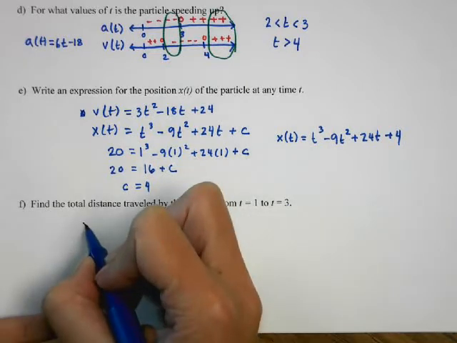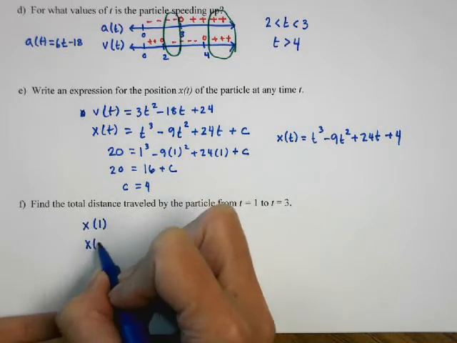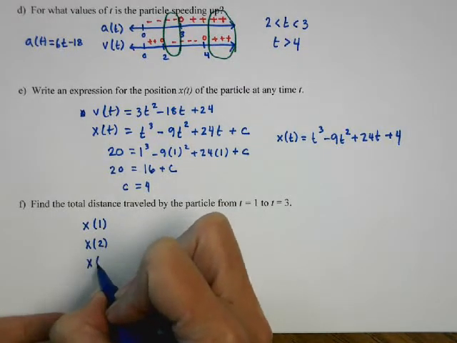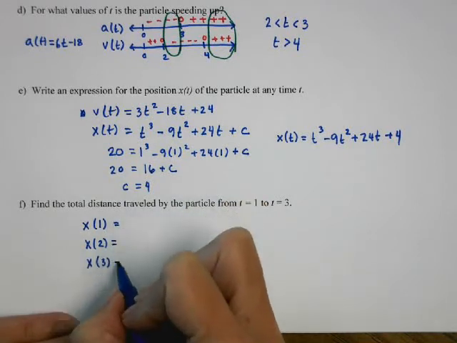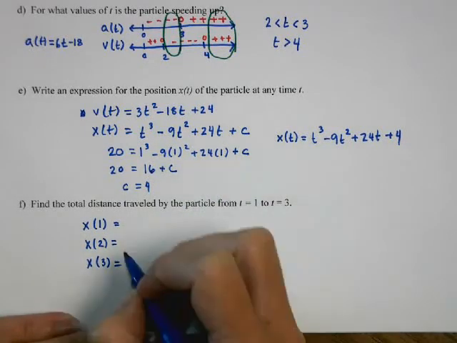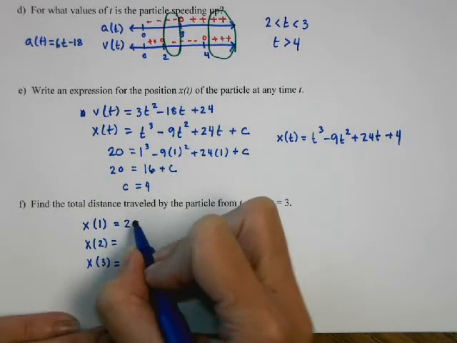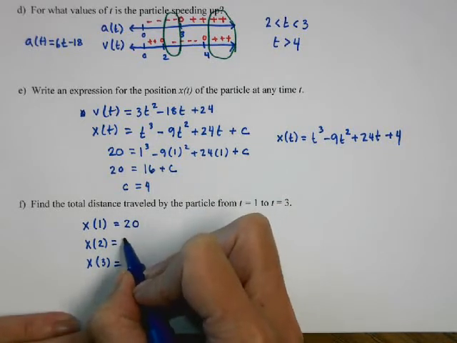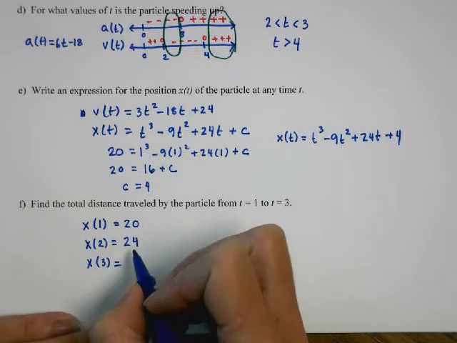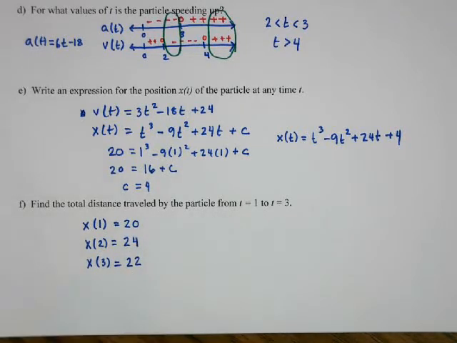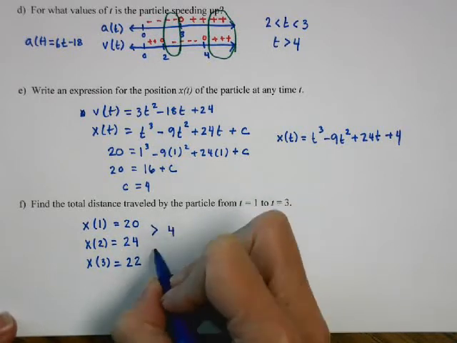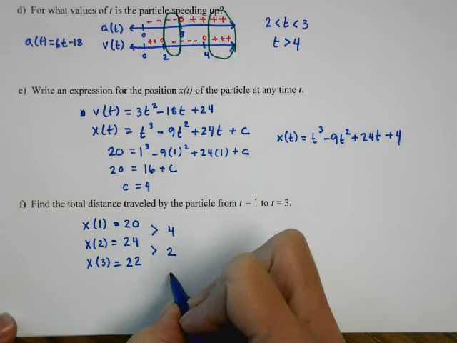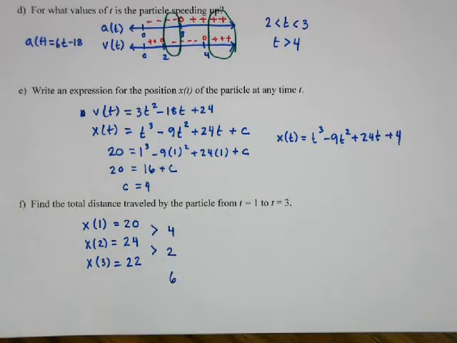So I need to get the position at 1, I need to get the position at 2 where it changes direction, and I need to get the position at 3 because that's our stopping point. We'll take all of these and plug them into our position equation. If you do that, you're going to get 20 for 1. It moves right to 24, then it moves left to 22. So it goes right, stops at 24, turns back around and goes back to 22. So the distance here is 4. The distance here is 2, so it went 6 units in that time.